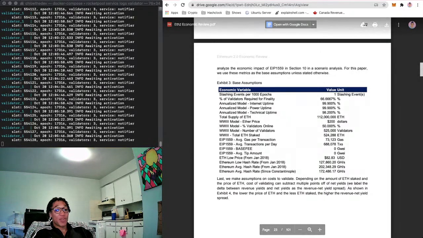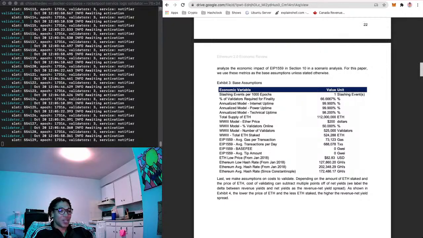They're saying that if a horrible thing happened, a catastrophic event, the ETH price would be $200. And the number of validators would still be at 50%. Okay, I think maybe a bit high on both of those numbers, but okay.